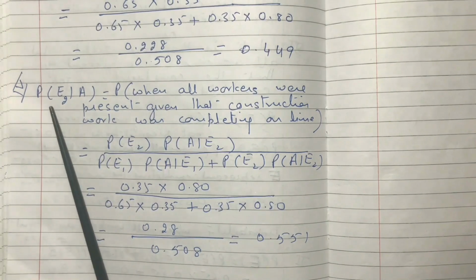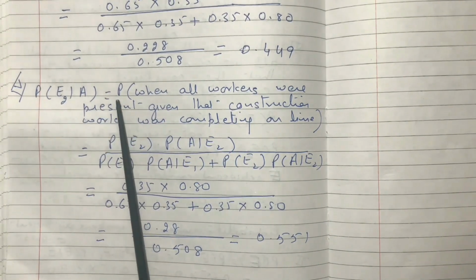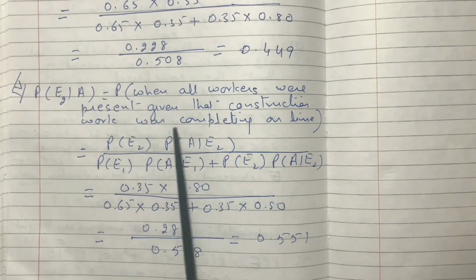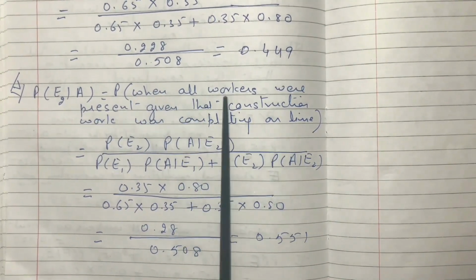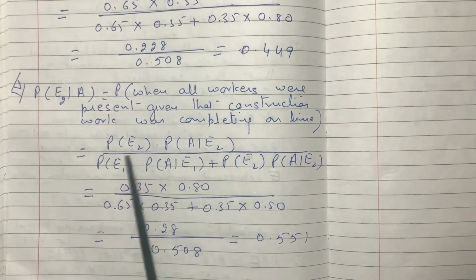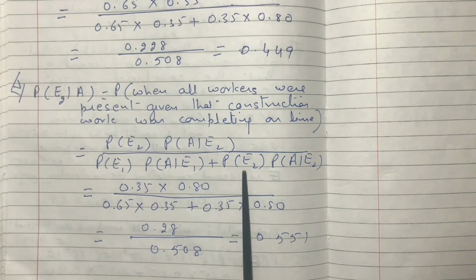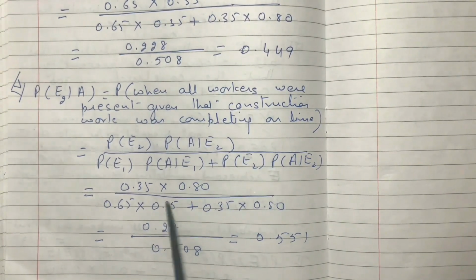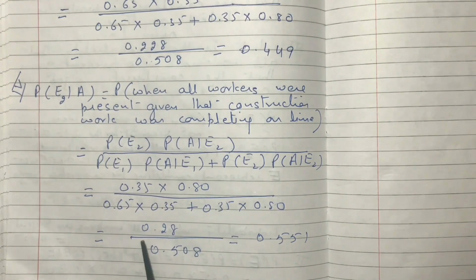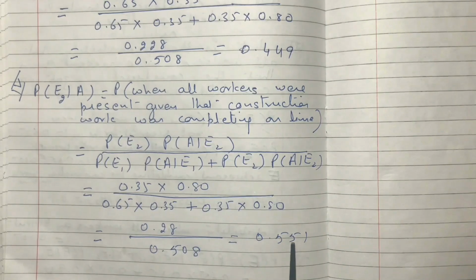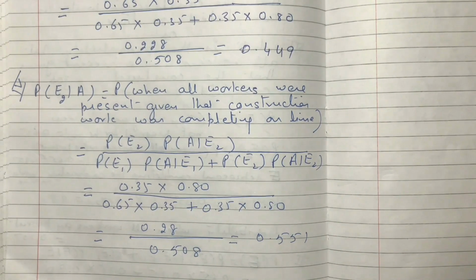Now its OR part is probability of E2 given A. It means you have to find the probability when all workers were present, given that construction work was completed on time. When all workers were present. So it is equal to probability of E2, probability of A given E2 upon probability of E1, probability of A given E1 plus probability of E2, probability of A given E2. Just substitute the values, calculate it, you will get 0.28 upon 0.508. Calculate it, you will get 0.551. So that is the answer. So this is Bayes theorem.